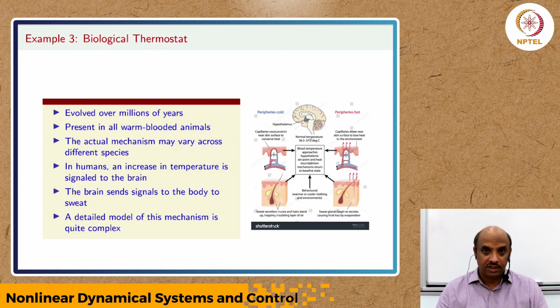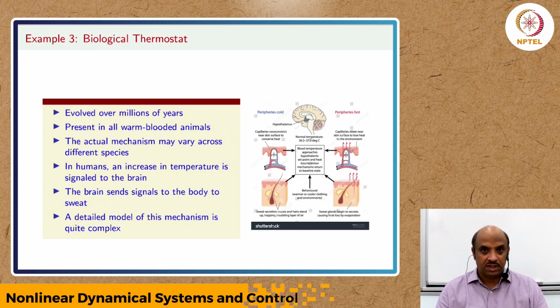Different animals have different mechanisms of cooling themselves. For example, dogs put their tongue out, and the saliva on the tongue evaporates, cooling down the temperature there. In this particular case, the sensing is probably done by the skin in the case of humans, and then that signal goes to the brain, and the brain sends another signal to actuate the sweat glands to sweat, and so on and so forth.